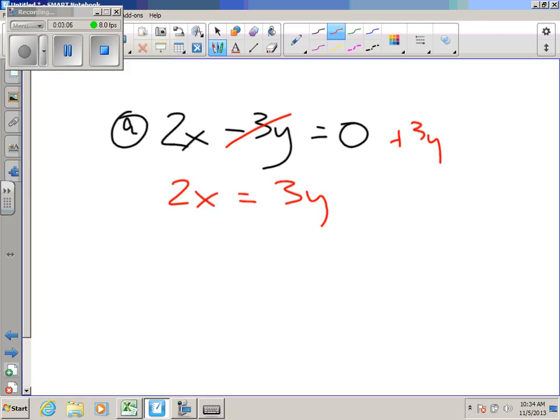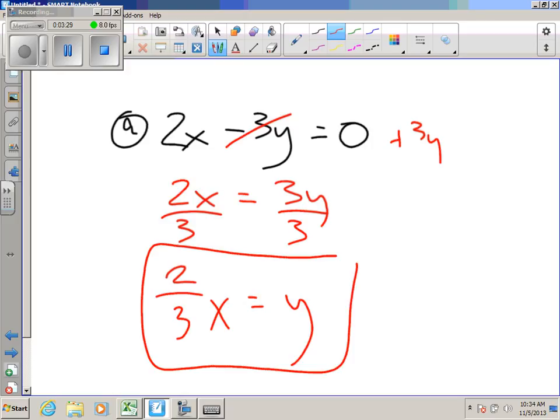Then what? Any 0 is 0. Now what? How am I going to get y by itself? What's attached to the y? Divide by 3. So what we're left with, 2/3 x equals y. Yes, we are showing some multiplication there, which helps.